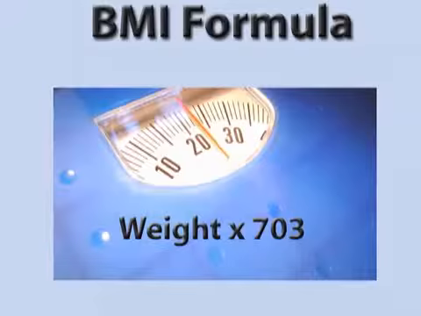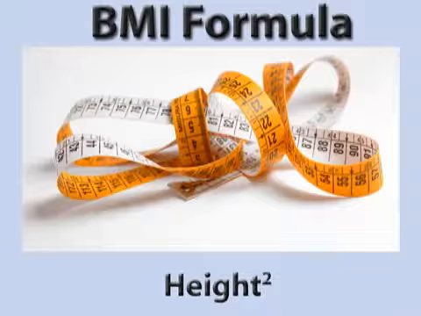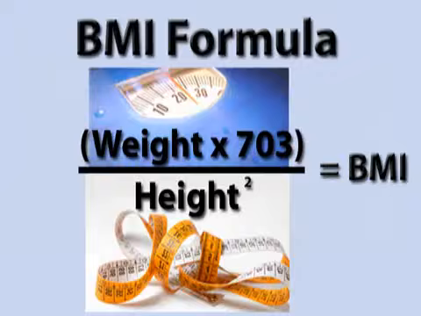The simplest way to determine if you're obese is to calculate your body mass index, or BMI. To check your BMI, you'll need to know your height in inches and your weight in pounds. Multiply your weight in pounds by 703. Then, take your height in inches and square it. Divide the first figure by the second. The resulting number is your BMI.